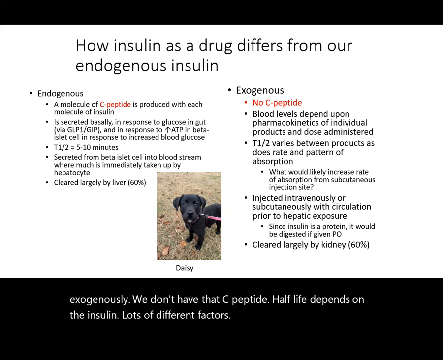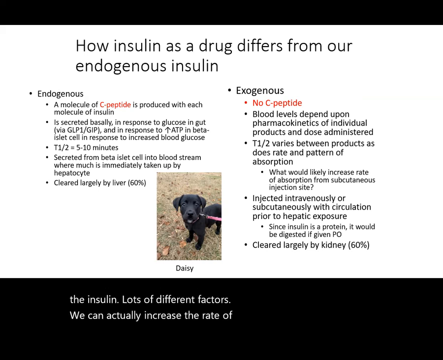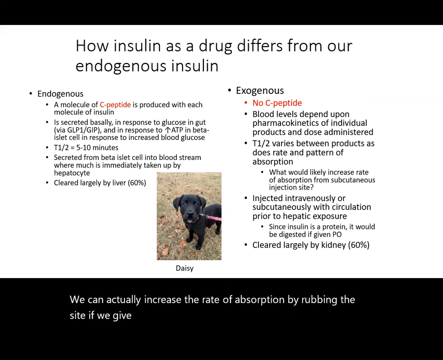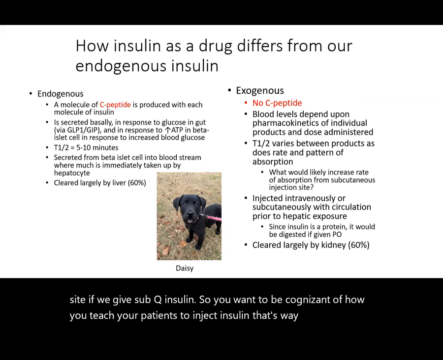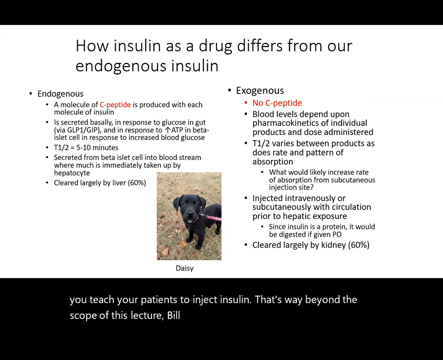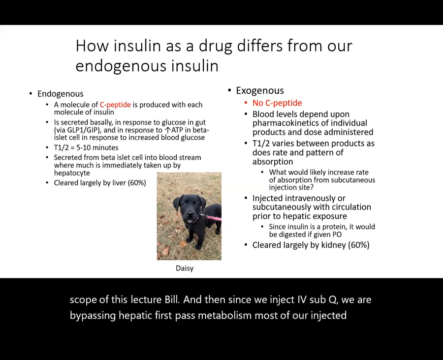We can actually increase the rate of absorption by rubbing the site if we give sub-Q insulin. So you want to be cognizant of how you teach your patients to inject insulin. That's way beyond the scope of this lecture, though. And since we inject IV or sub-Q, we are bypassing hepatic first-pass metabolism. Most of our injected insulin is cleared by the kidney.